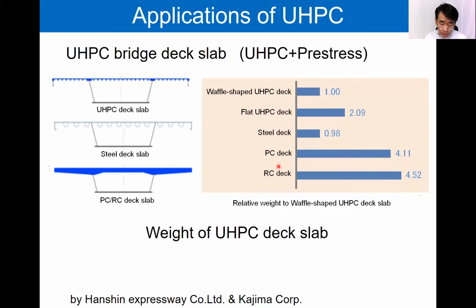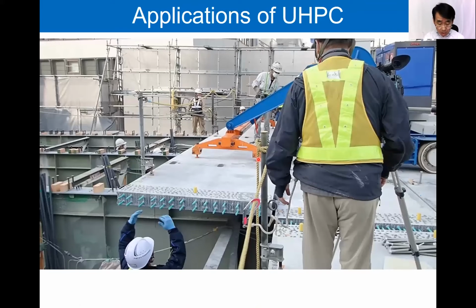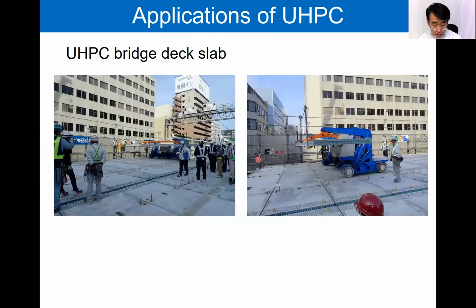These UHPC decks are mainly used to replace existing deck slabs, but we can use them for new bridges. This photo shows the installation of the flat UHPC deck slabs at an urban expressway. If there's no restriction on construction time, thickness, weight, etc., the conventional PC precast slab may be reasonable in general. However, if the conditions are strict, such as in the urban expressway shown in this slide, UHPC deck slab will probably be used.